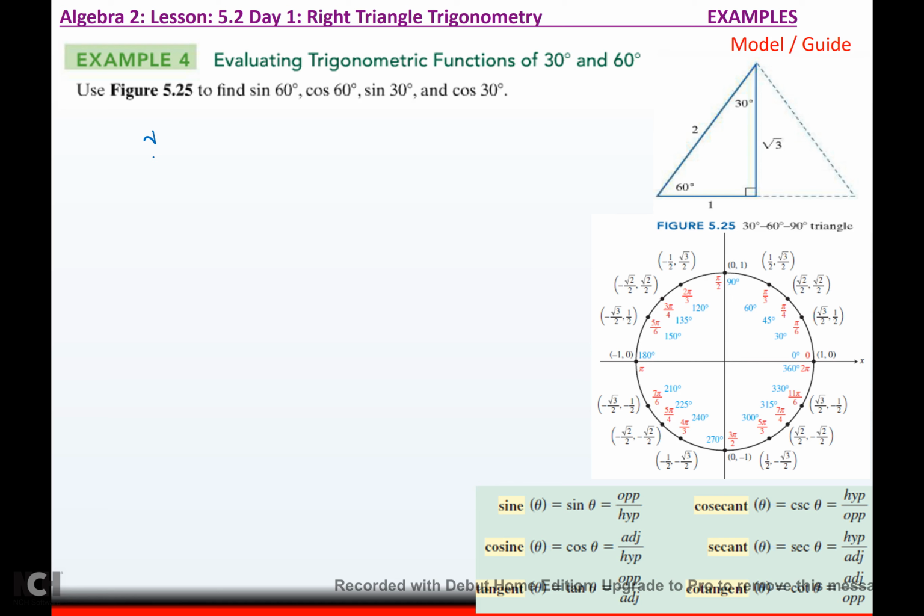All right, so this one says find sine 60, cosine 60, sine 30, and cosine 30.